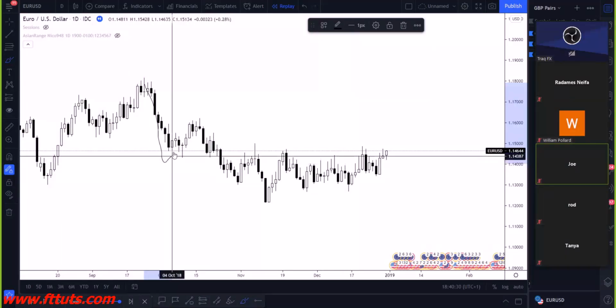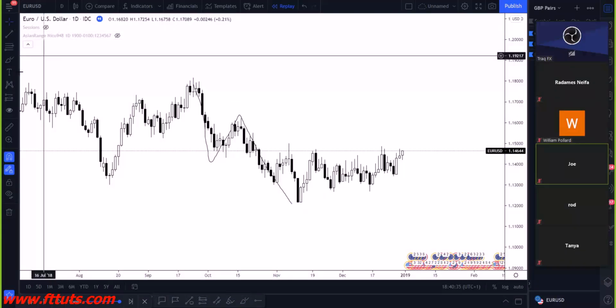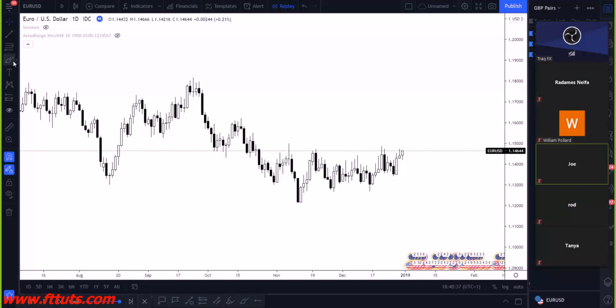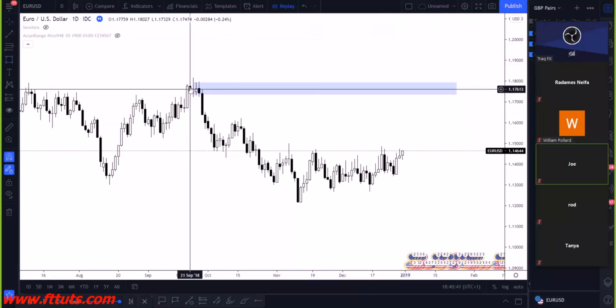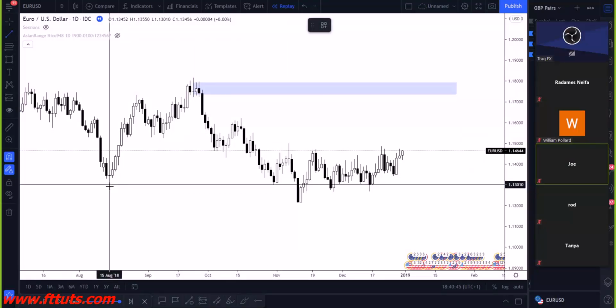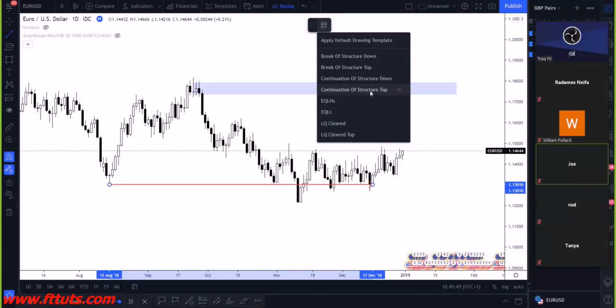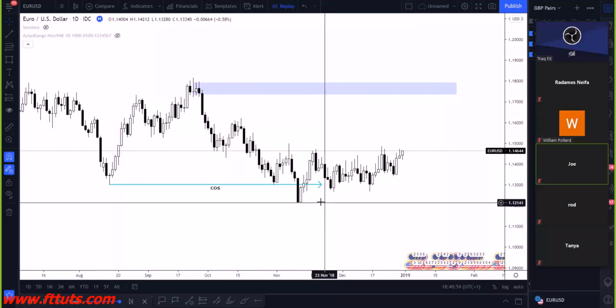So let's look at structure. We have a low, lower high, lower low, right? Overall we're moving lower lows, lower highs. At this point there's an institutional candle right here at the start of this major move down, and this is the start of price giving us that continuation of structure. Price broke a previous low and printed a new low. Broke this previous low, printed a new low.